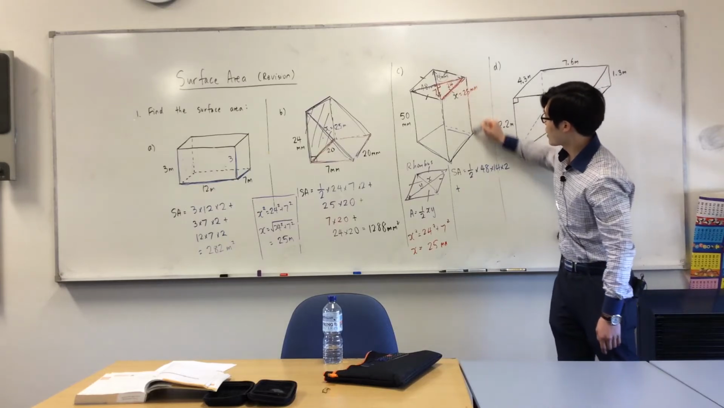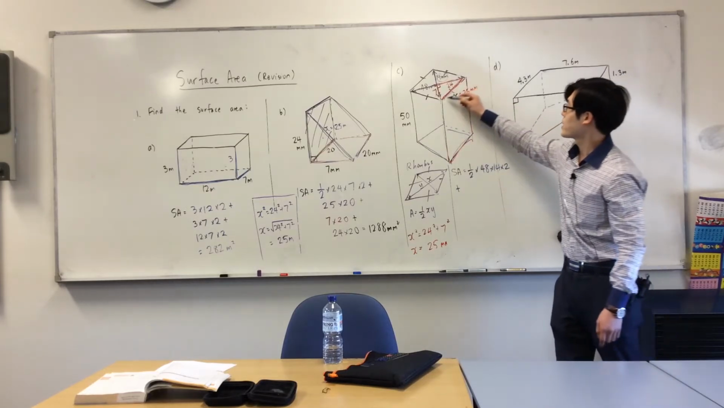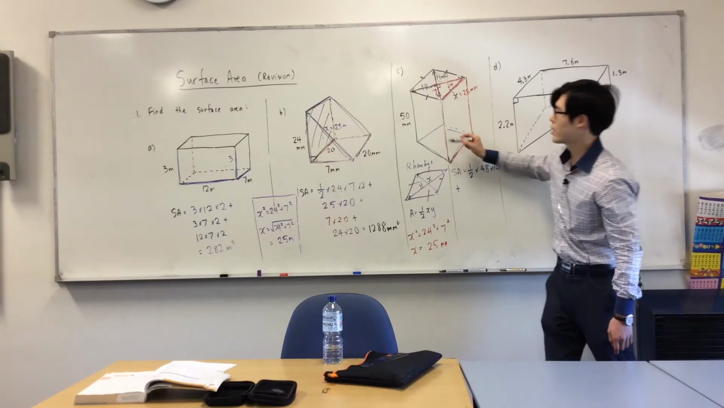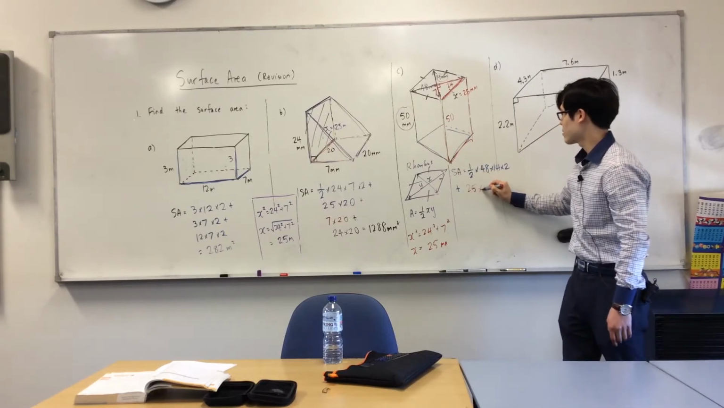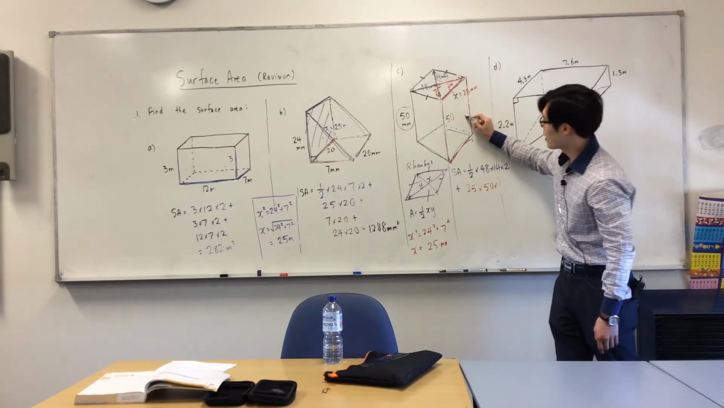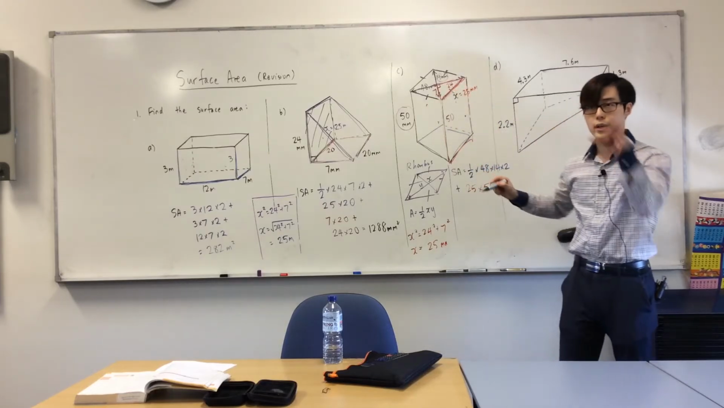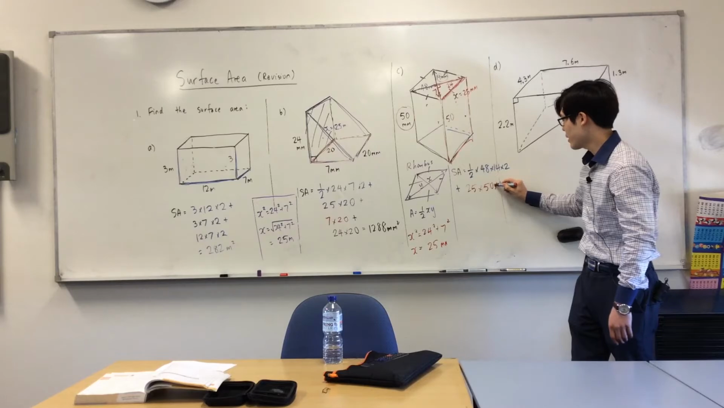So to find the area of this rectangle, that would be 25 times, what's that? 50. Obviously 50, because that's 50 there as well. So 25 times 50. And then there are 1, 2, 3, 4 all around. Yep, times by 4.